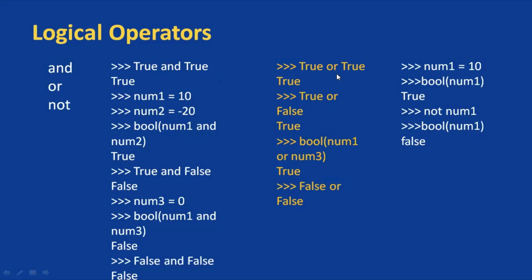The OR operator is nothing but addition. Or means if either of the two operands is true, any one is true, the result will be true. Okay. If any operand is true, the answer will be true.